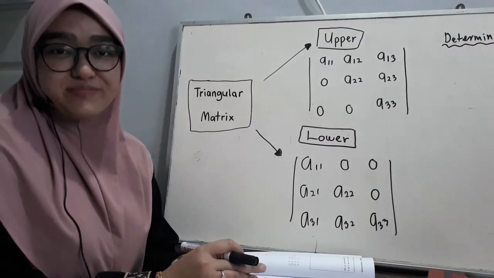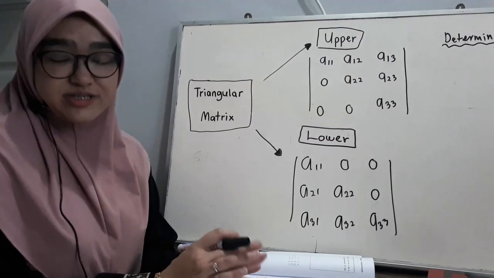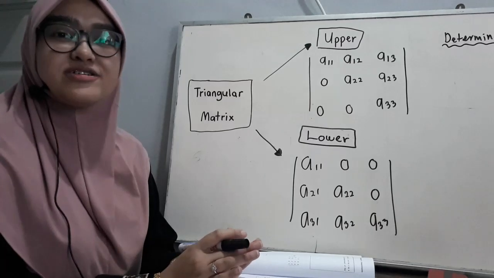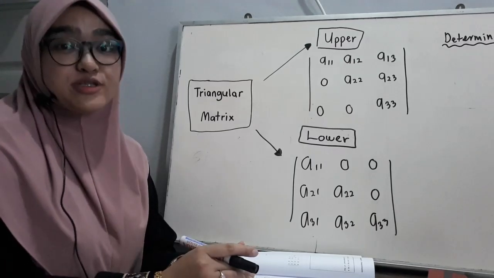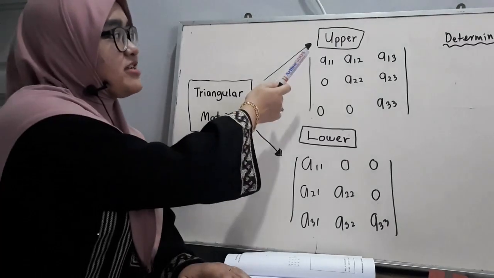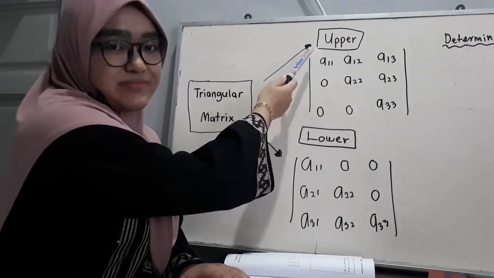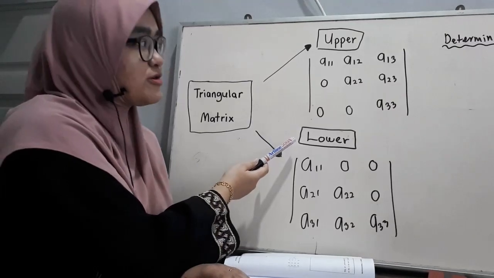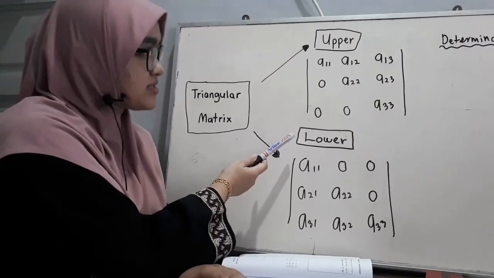How to find the determinant of a triangular matrix. So first, let's recall triangular matrices from chapter 1. There are two types of triangular matrix. Number 1, upper triangular matrix. Number 2, lower triangular matrix.